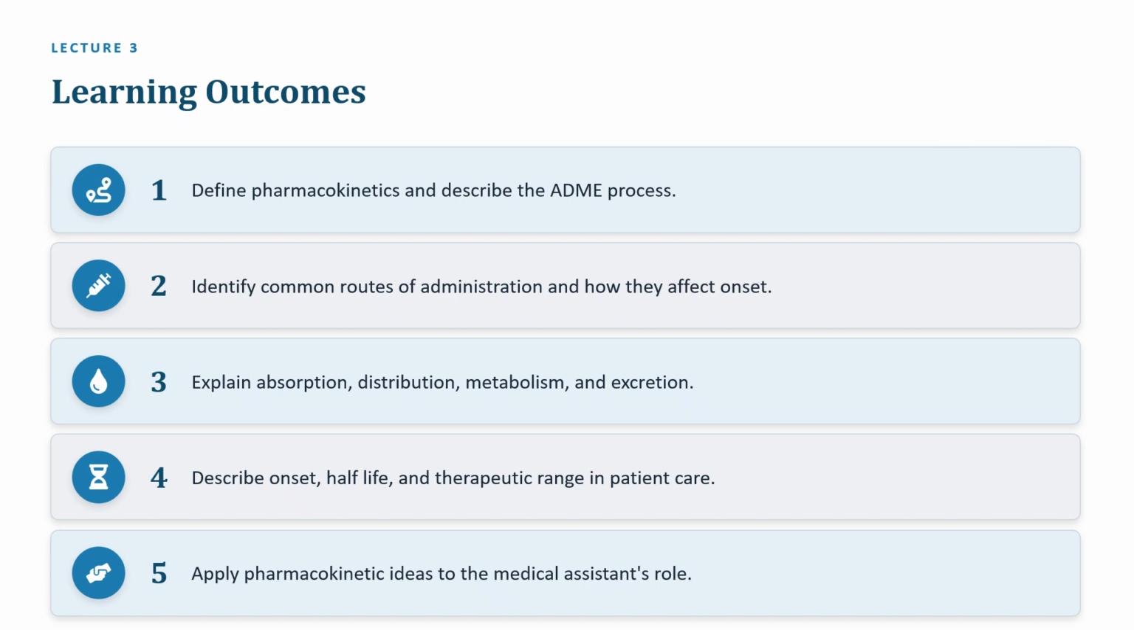Fifth, apply these ideas to your own role as medical assistant. By the end, you should see how pharmacokinetics shapes real tasks, such as giving clear instructions about food and timing, recognizing when a drug may be building up in a patient, and knowing which patients need extra caution. As always, connect each concept to a patient you might see, because that is what turns these four letters A, D, M, and E into safe, confident practice.